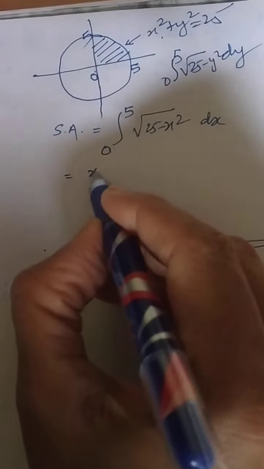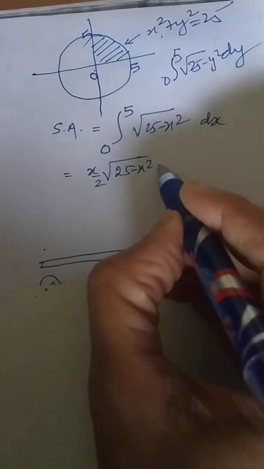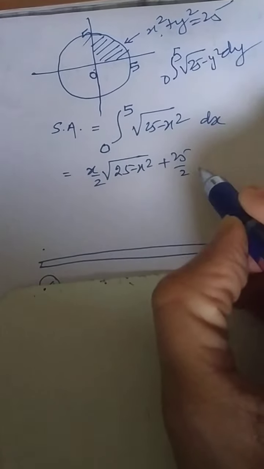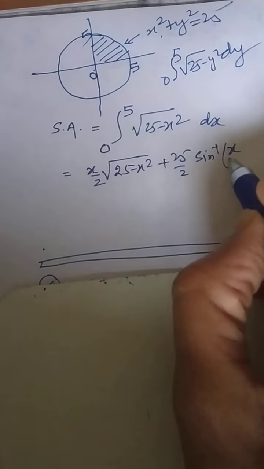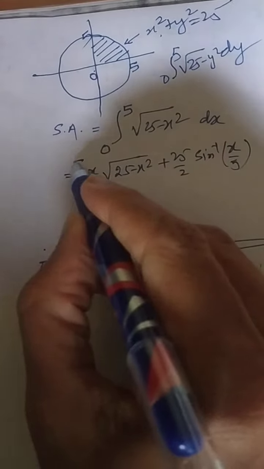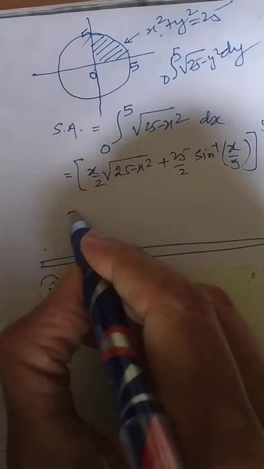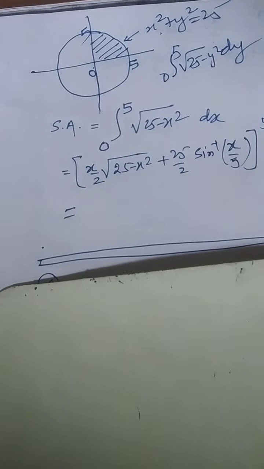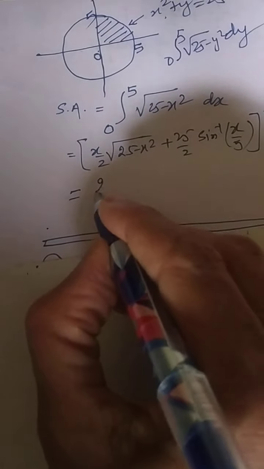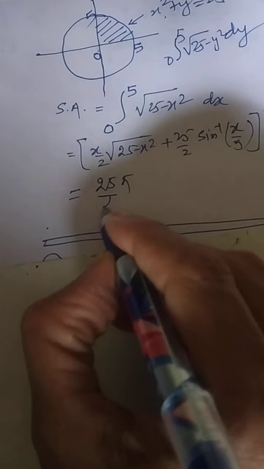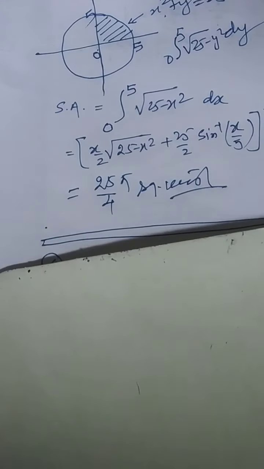So here it will be x by 2 root under 25 minus x square, plus 25 by 2 sine inverse x by 5. Now you put the upper limit as 5 and the lower limit as 0. You know how to simplify and try to get the answer. I am pausing the video, you can get the answer. So I think you are getting 25 pi by 4 square units. That is the answer. Okay.